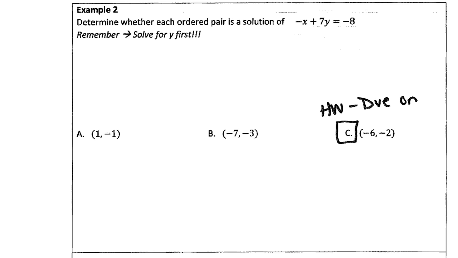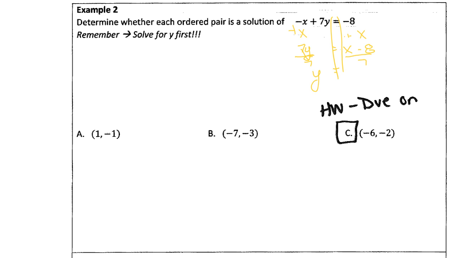So I'm going to draw my river. I'm going to add x to both sides. After we add x to both sides, we get 7y equals x minus 8. And then we still need to get y alone, so we divide both sides by 7.